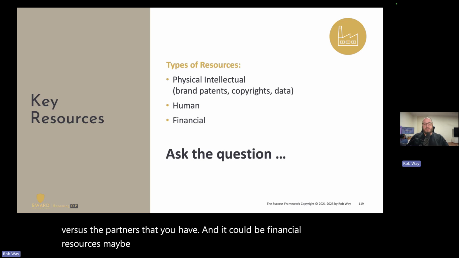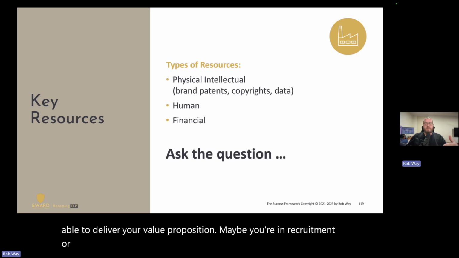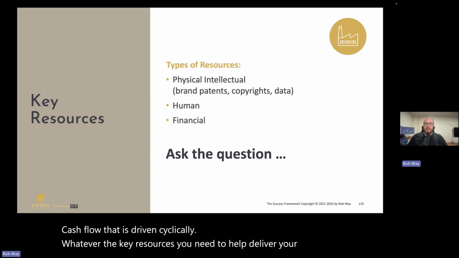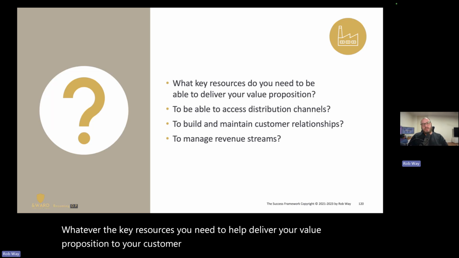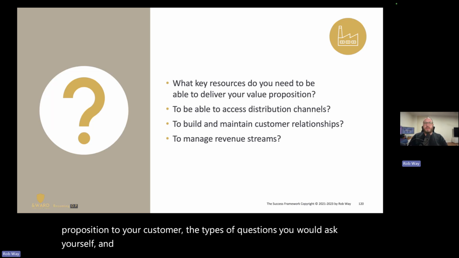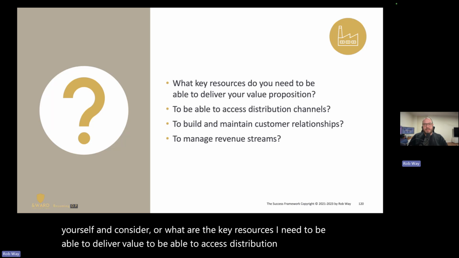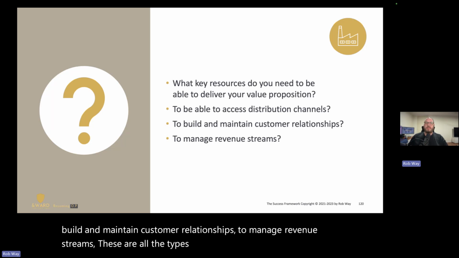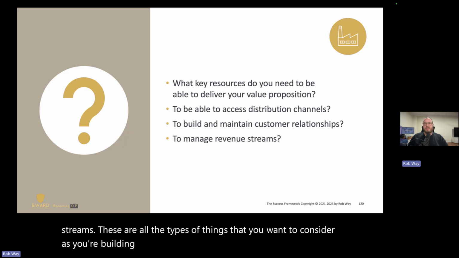Maybe there's a financial mechanism you need to be able to deliver your value proposition. Maybe you're in recruitment or something, and so you have a cash flow that is driven cyclically. Whatever the key resources you need to help deliver your value proposition to your customer, the types of questions you would ask yourself and consider are, what are the key resources I need to be able to deliver value, to be able to access distribution channels, to build and maintain customer relationships, to manage revenue streams. These are all the types of things that you want to consider as you're building out that section of the business model.